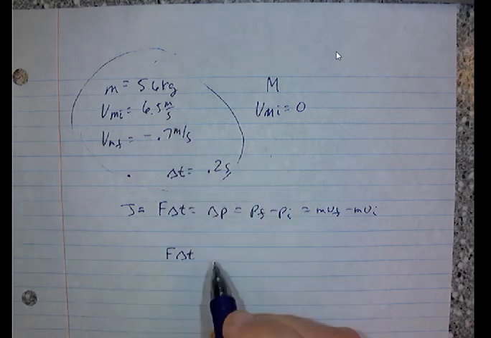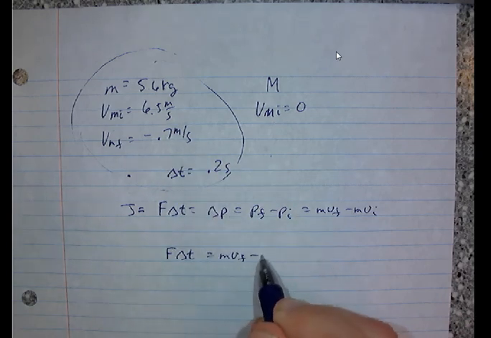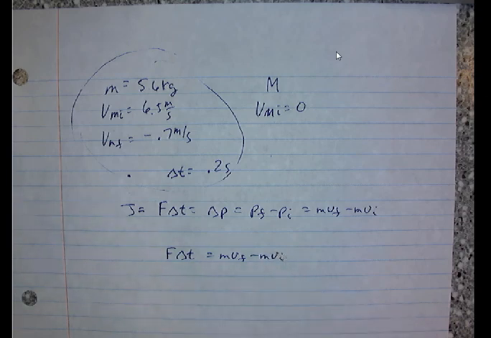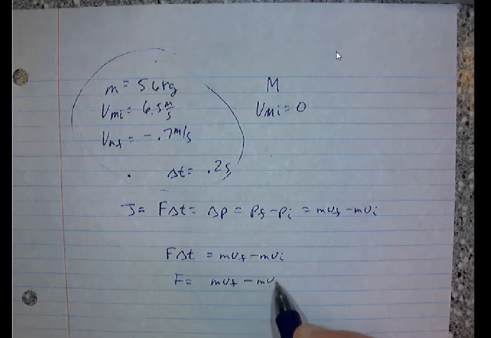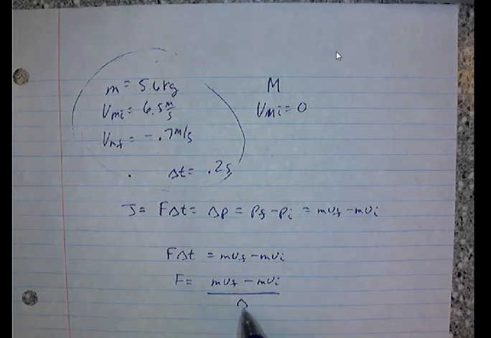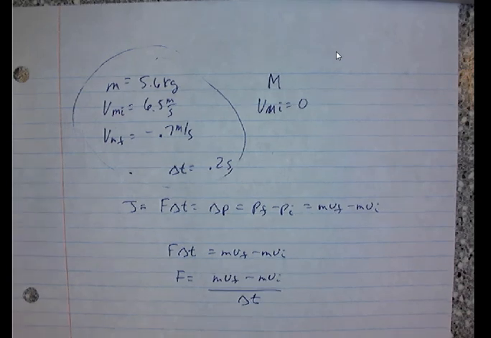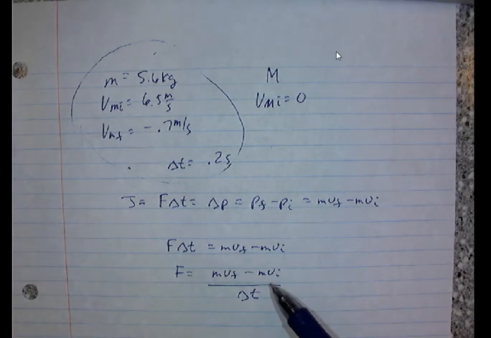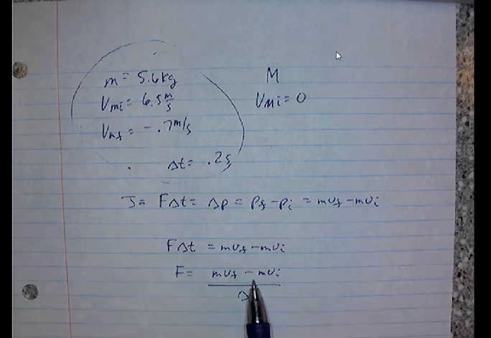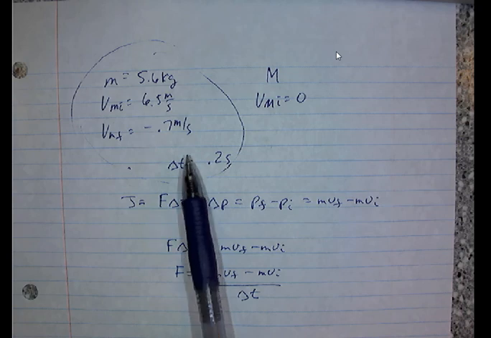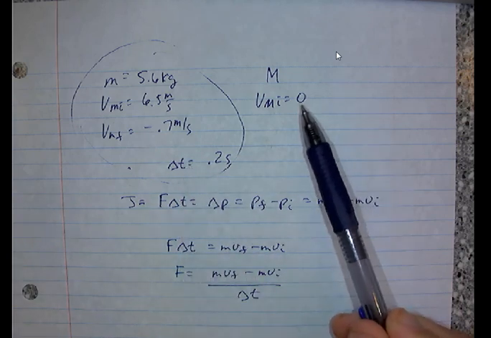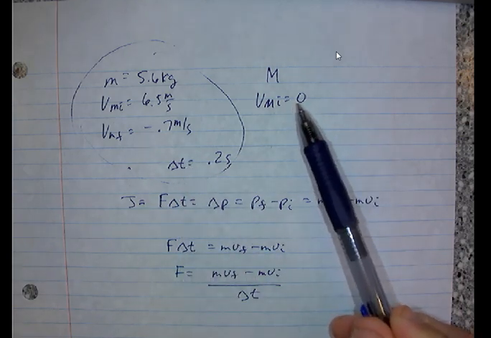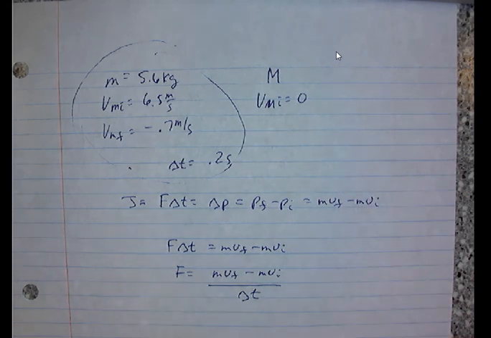So F delta t equals mv final minus mv initial. So the average force would be mv final minus mv initial over the amount of time. This answer will actually come out to be negative, and we just want the magnitude of the average force. So this is the force on little m from big M. It's the same value for the force on big M from little m. Okay, so this is one sort of problem to look at.